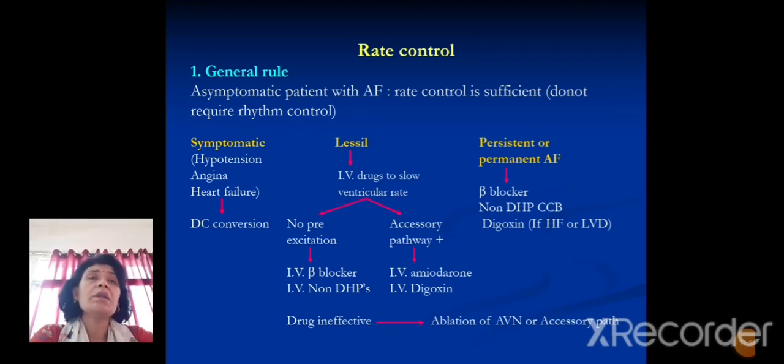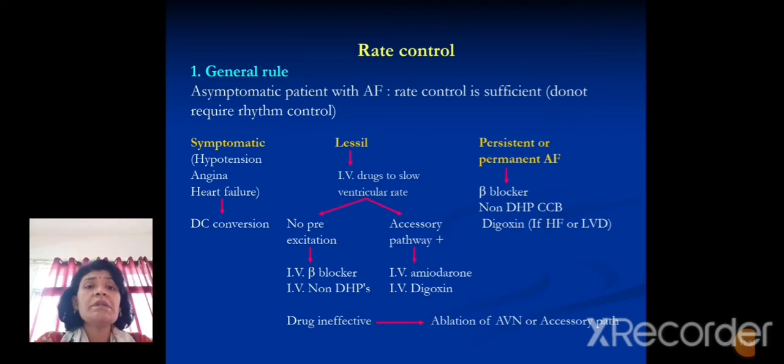Also in elderly patients who usually have other comorbid conditions and structural heart disease, rate control is the choice. If the patient is symptomatic, hypertensive, and there is angina or heart failure, that is basically to say that the patient is hemodynamically unstable, so we directly go for DC cardioversion. But if the patient is less ill, then IV drugs are given to slow the ventricular rate. First we see the ECG.